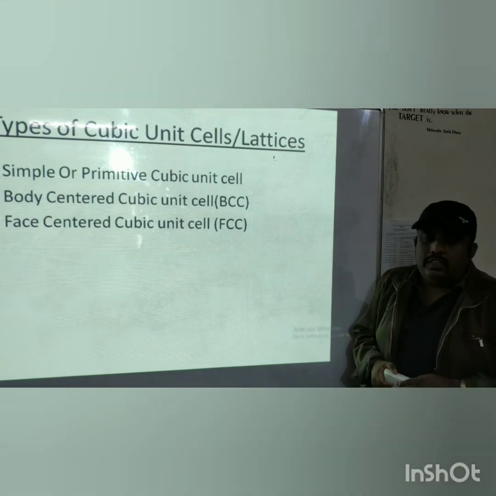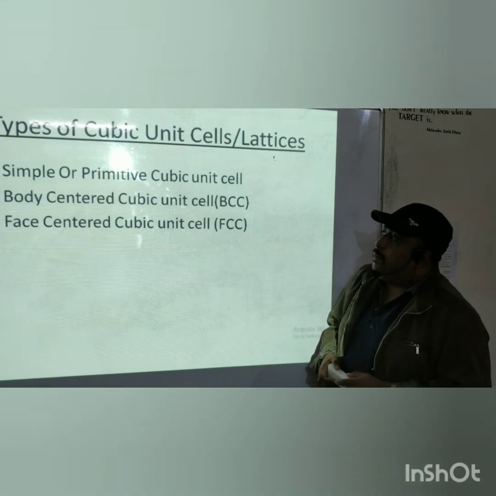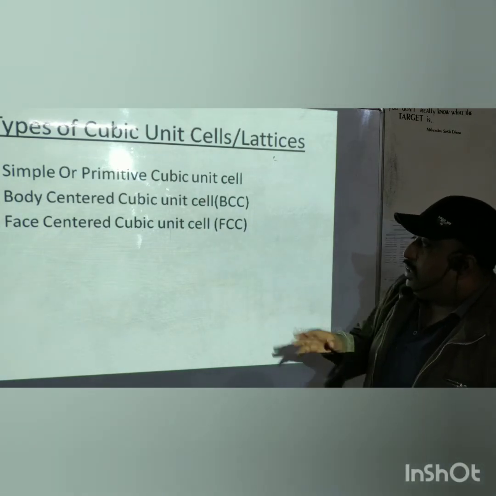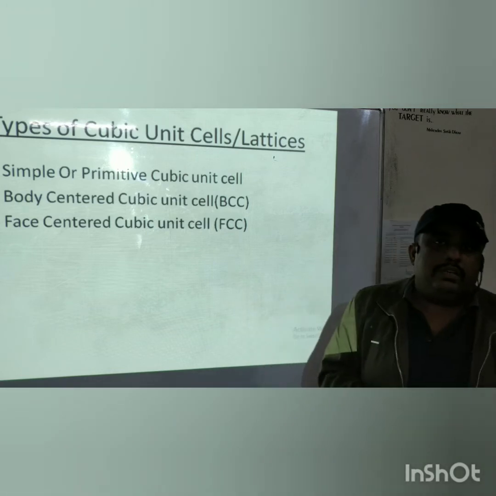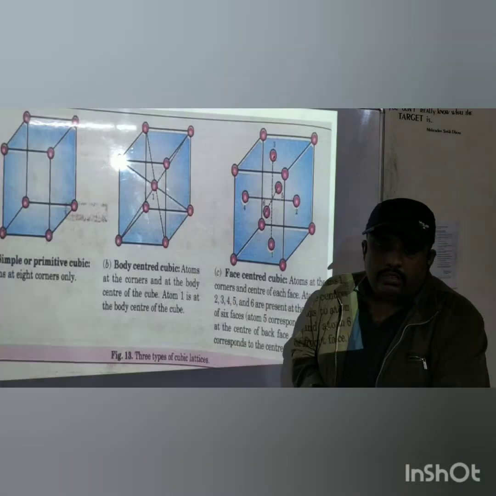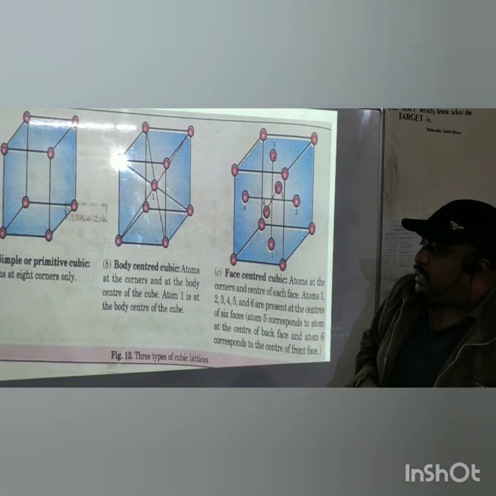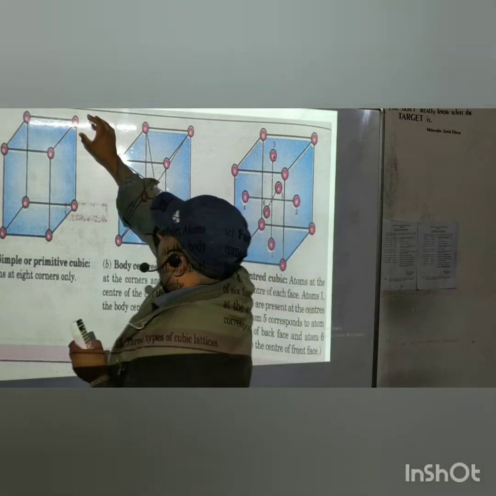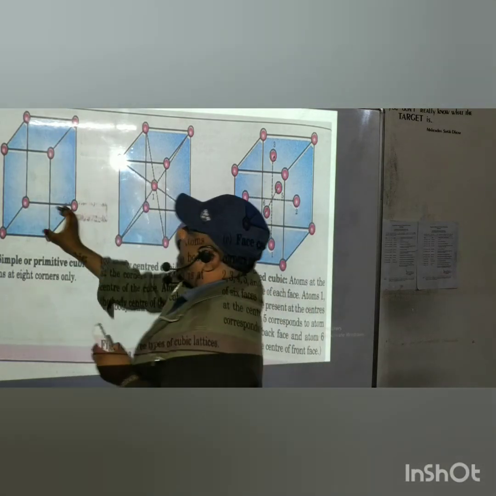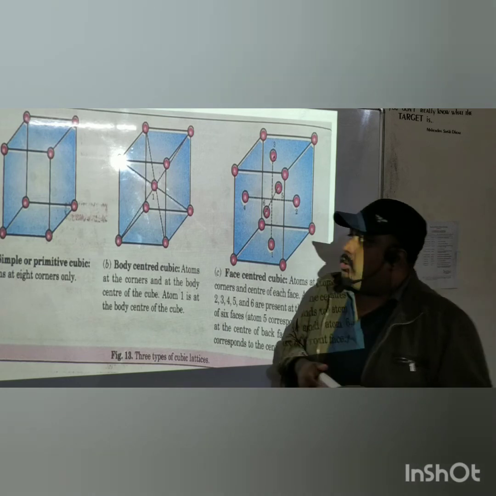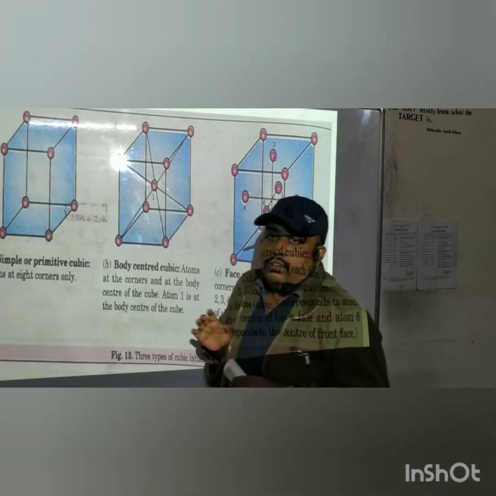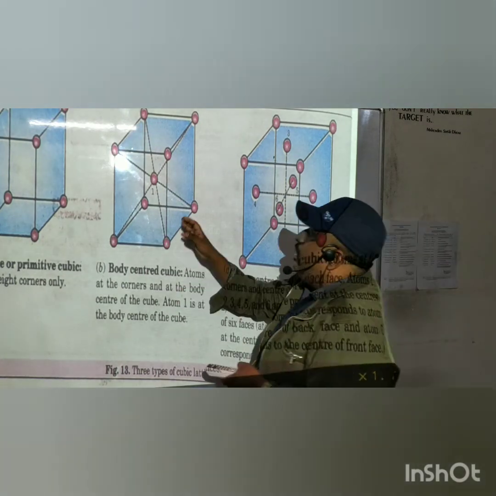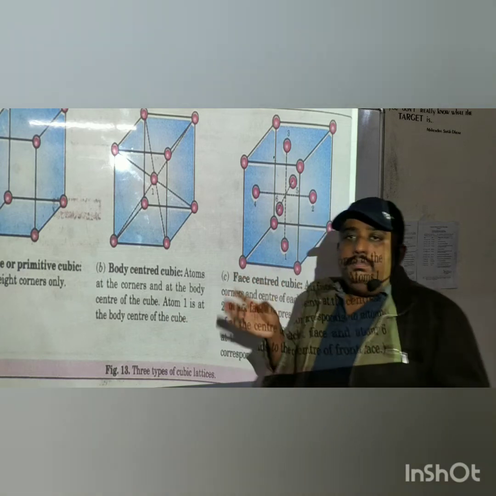The types of cubical unit cells are the simple or primitive cubical unit cell, then the body-centered cubical unit cell, and the last one is the face-centered cubic unit cell. There are 3 types. So what is the simple or primitive cubic unit cell? In the simple or primitive cubic unit cell, we find that the atoms or particles are placed at the 8 corners of the cube. So there are 8 lattice sites where the atoms are placed. That is the case of the simple or primitive cubical unit cell.